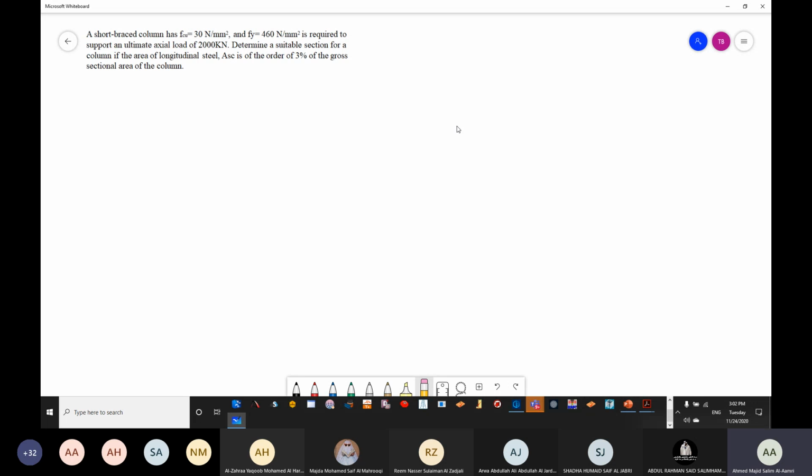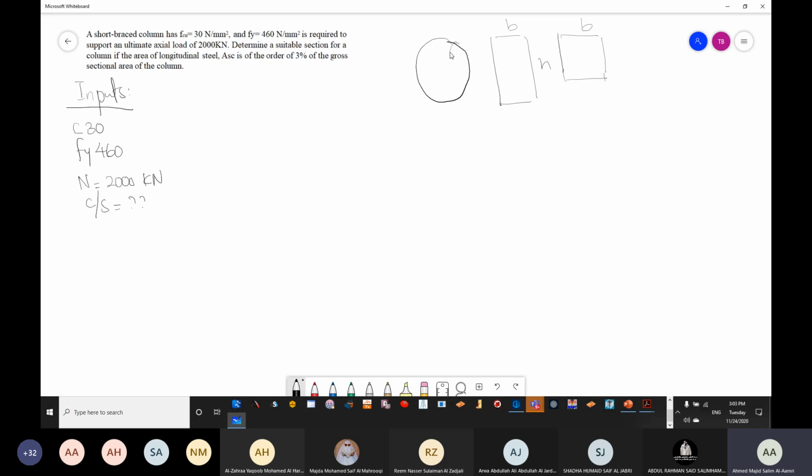Now, what we need to understand is that we need to get the inputs. They have given that we are going to use C30 concrete and fy of 460. The column is required to support an ultimate axial load, so we have N equal to 2000 kilonewton. They want us to determine a suitable cross section. When we refer to the cross section, in case of a square we are referring to b, in case of a rectangle we are referring to b times h, and in case of a circle we are referring to the diameter.